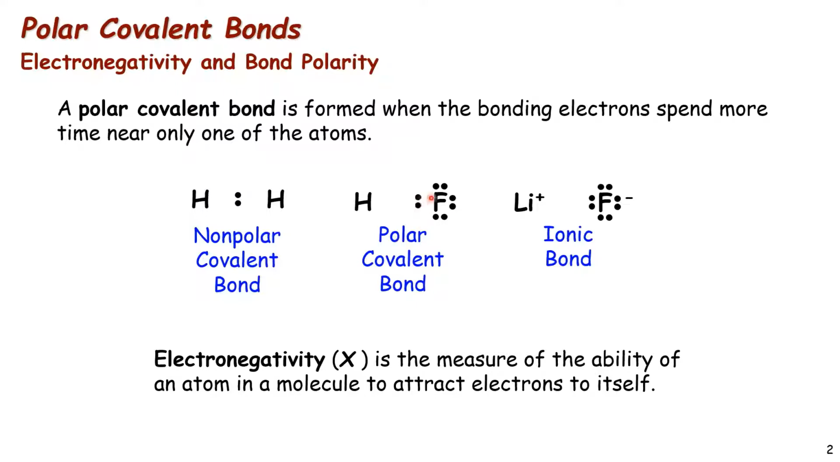Now, it's not fully taken over like the ionic fluoride over here, but it is spending more of its time by the fluorine rather than the hydrogen. Now, as you can imagine, this is going to cause a difference in charge. So the negative charge now is closer to the fluorine, and the nucleus is being partially exposed because the electrons are so far away from it over here.